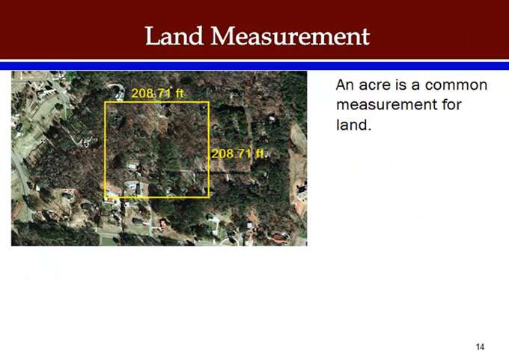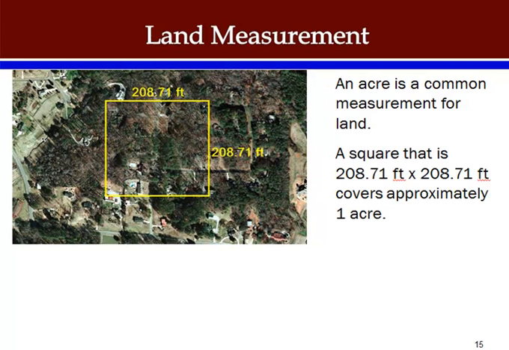So we'll take a few minutes to talk about the concept of land measurement, and an acre is a common measurement we use for land. A square that is 208.71 feet by 208.71 feet covers approximately 1 acre. So the area inside this gold square would be approximately an acre. Now, it is not necessary that the acre be a square acre, such as the one you see here. It could be a rectangle or some other irregular shape, but just to help you understand the concept of how much an acre would cover, approximately 209 feet by 209 feet is going to give you an acre.